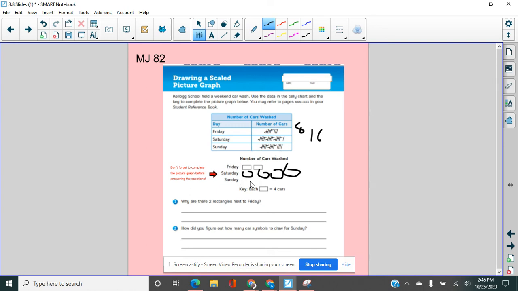Okay. So what you need to do, you need to look at Sunday, count these, and you need to add Sunday's boxes, and then you need to answer these 2 questions in your math journal. That is your job today. If you need any help, be sure to reach out and let me know. Our goal here today was to draw and interpret these scaled picture graphs.